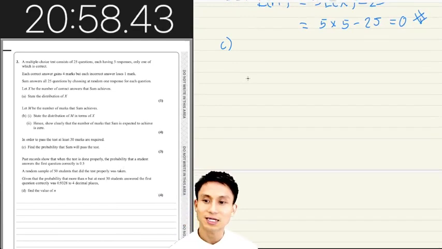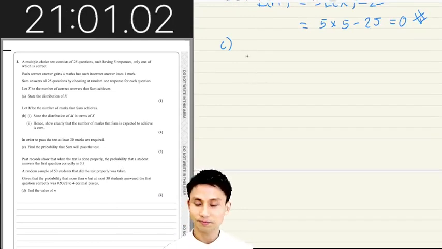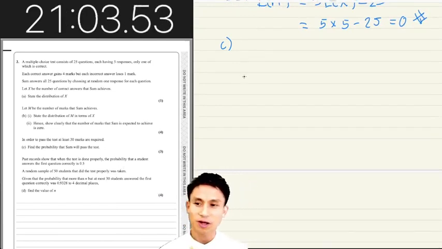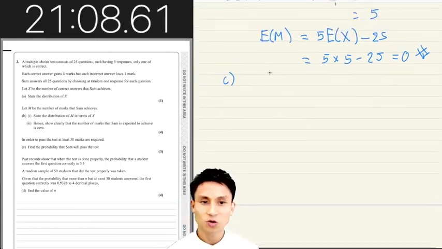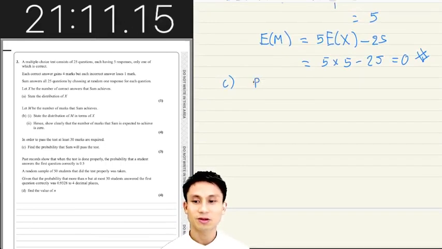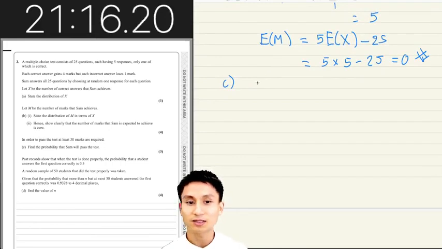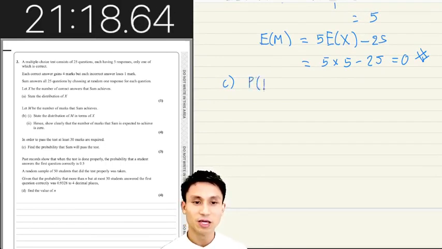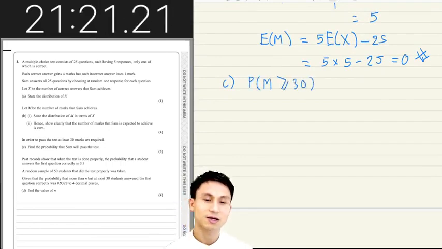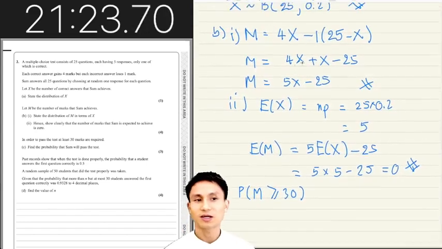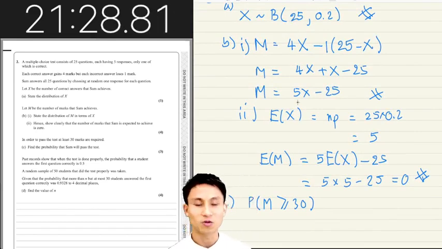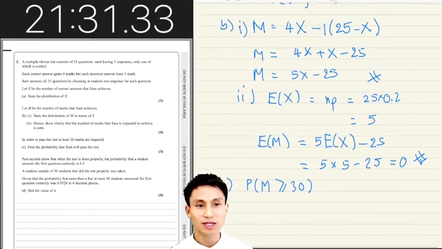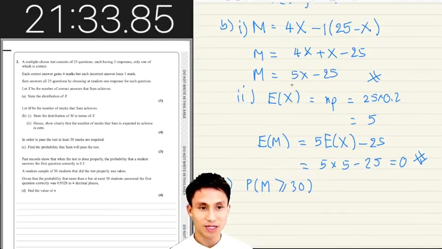In order to pass the test, at least 30 marks are required. Find the probability that Sam will pass the test. So we need him to get at least 30 marks, so we want P of M at least 30. But what is it in terms of x? It's easier to do in terms of x because we already know that x is a binomial. So the way to go is to substitute m in terms of x.